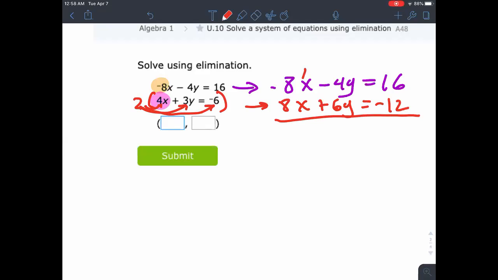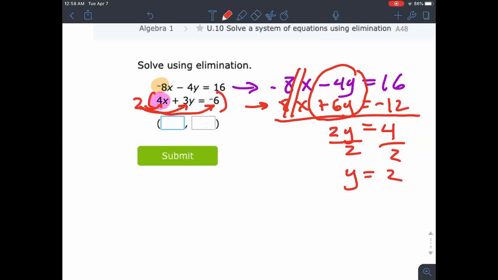Whole idea behind this is now I can cancel. Negative 8x, positive 8x, they cancel out. Negative 4y, positive 6y, that equals 2y. And 16 minus 12, that's 4. Divide both sides by 2, and we get y equals 2. Again, that's the first half of the solution.